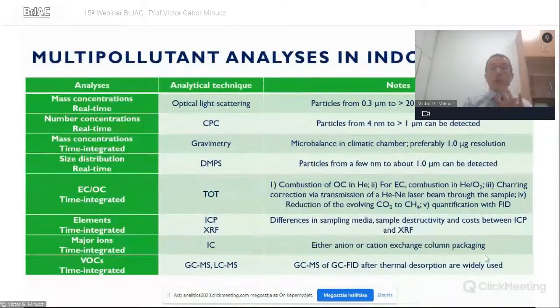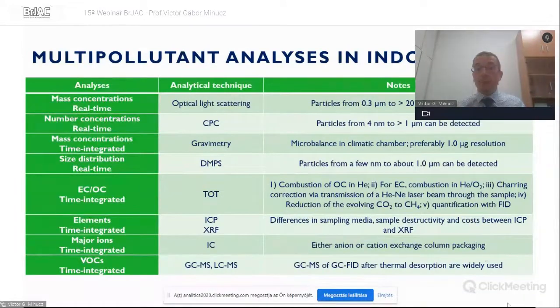So as I told you, we would like to perform a multi-pollutant analysis, also in the case of PM. So not only gaseous contaminants, inorganic, organic, but also for PM, we would like to get as much information as possible. The minimum thing is to determine the mass concentration. This can be determined in real time by using optical light scattering, and number concentration, again, in real time, direct measurements. Mass concentrations, what we use normally is time-integrated. It's much cheaper. In this case, we have the filters onto which the PM was collected.